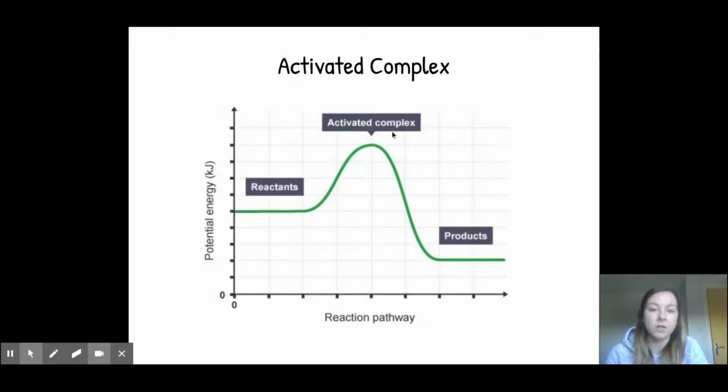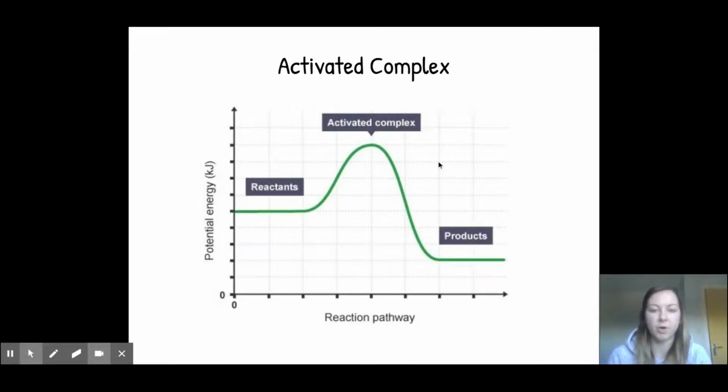The activated complex is an area, quite an uncertain area, where not all collisions will be successful. Some will turn into products, but some, of course, will turn into reactants. But most often you're asked a question in the SQA paper about where the activated complex is, and it lies at the top of this energy hill, if you want to call it that.